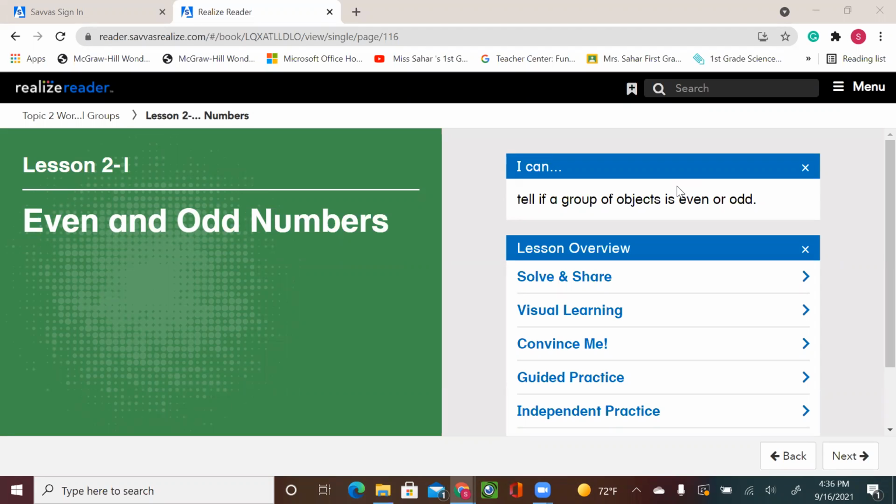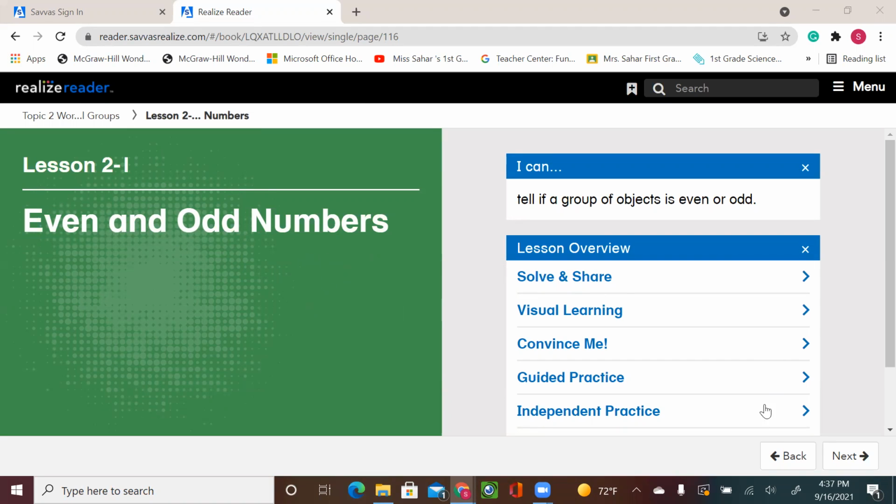We are in topic 2. So let's quickly revise what we learned in topic 1. As you remember, in topic 1 we learned addition fact strategies. We learned how to make a 10 to help us add. We also learned how to use number lines. We also used doubles and near doubles. Today we're going to have something new, topic 2: even or odd numbers.